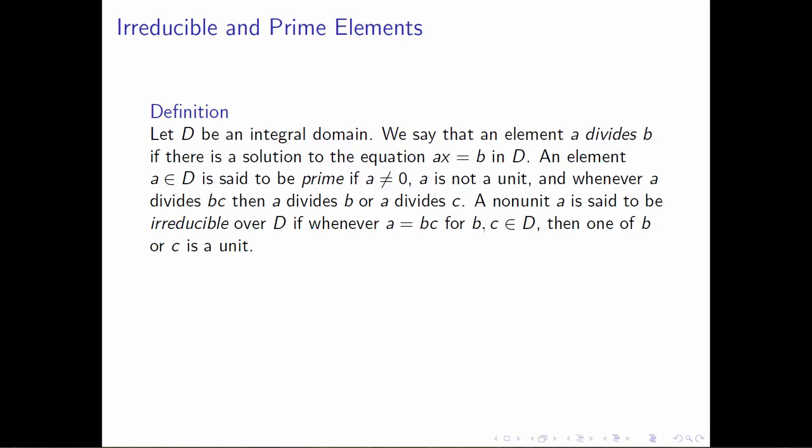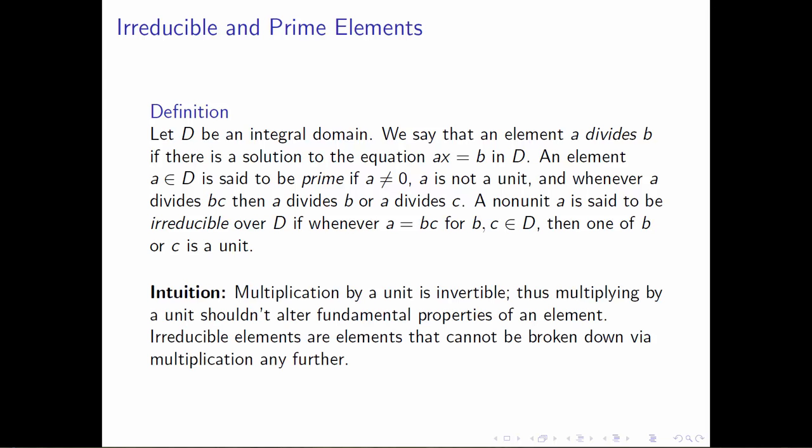Now, a non-unit A in a domain is said to be irreducible over the domain if whenever you can write that element A as B times C, where B and C are other elements of the domain, then one of those elements has to be a unit.